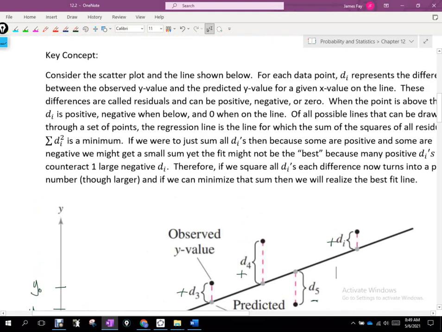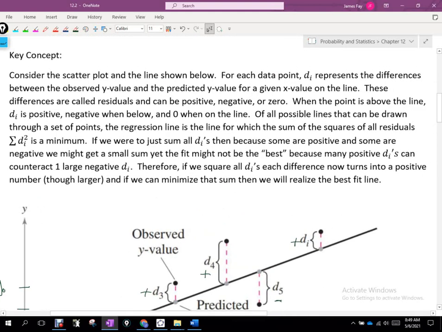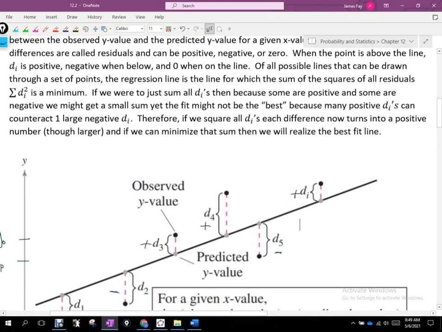So these differences, like I said, are called residuals. Positive, negative, 0. When the point is above the line, D sub i is positive, negative below, and 0 when on the line. So of all possible lines that can be drawn through a set of points, the regression line is the line for which the sum of the squares of all residuals is a minimum. Okay? So let's talk about that.